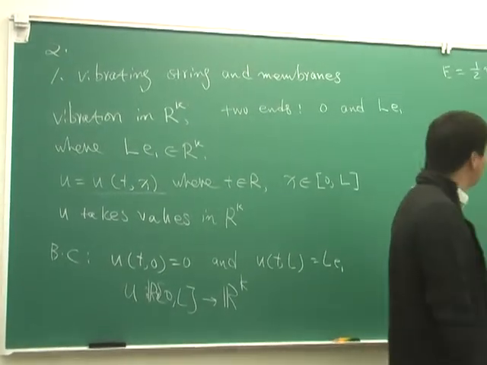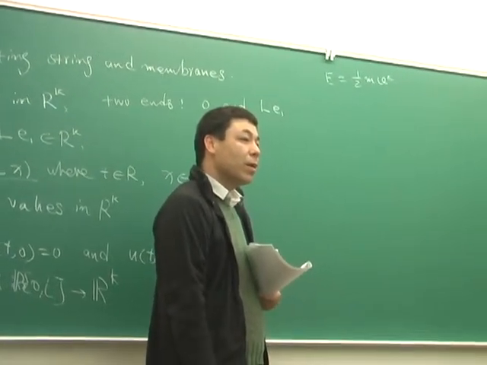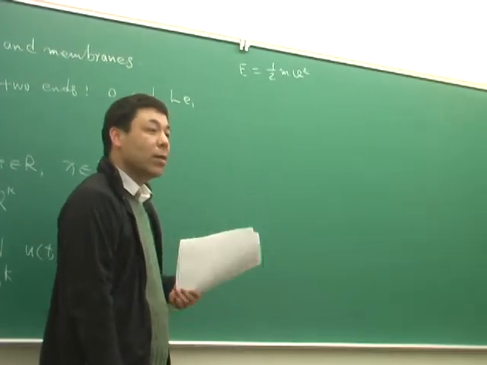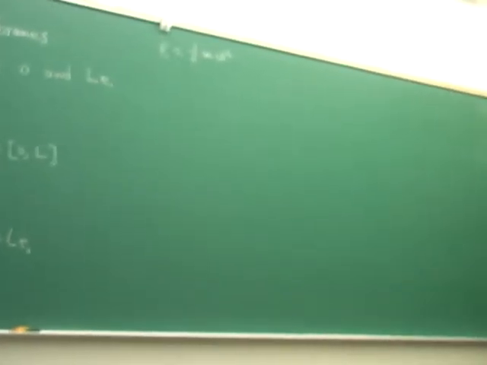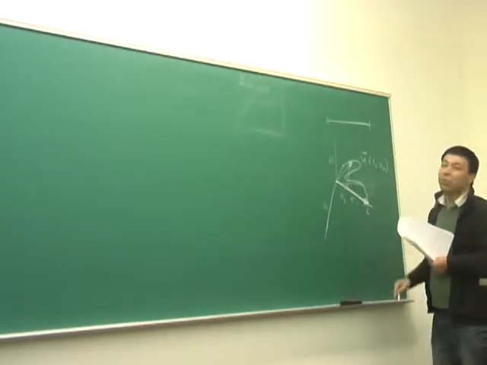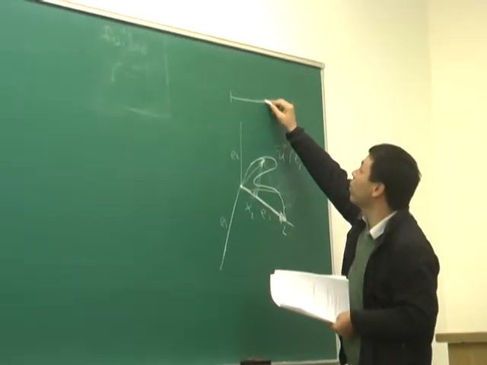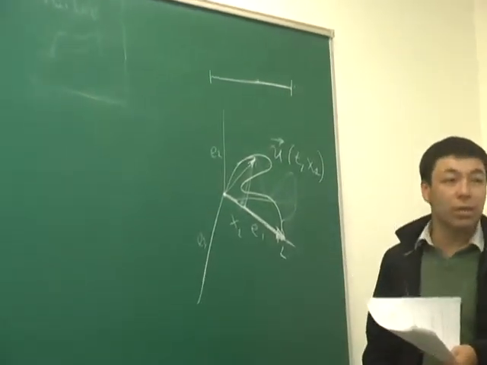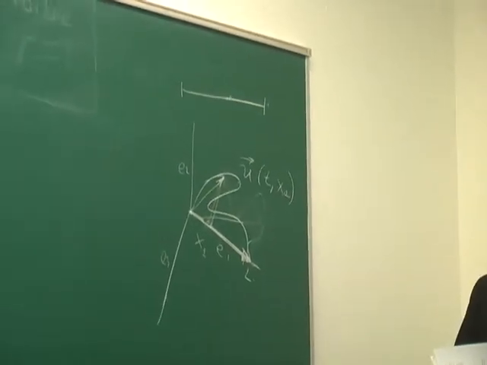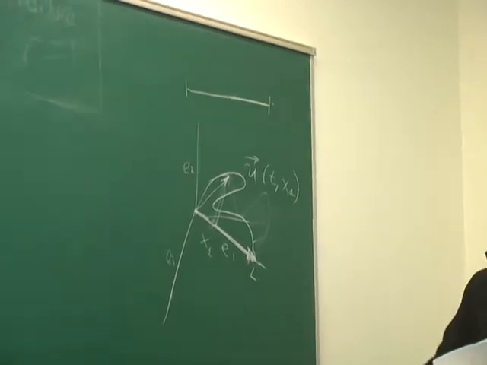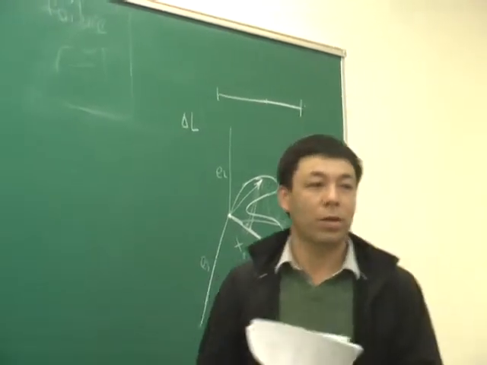He says that this string is uniform, of mass density rho. So this is mass density. No, it's the mass. Well, you have uniform mass density, and if you say that this is the string, then according to some partition, we are looking at a very small portion of it. How small? Of length delta L.